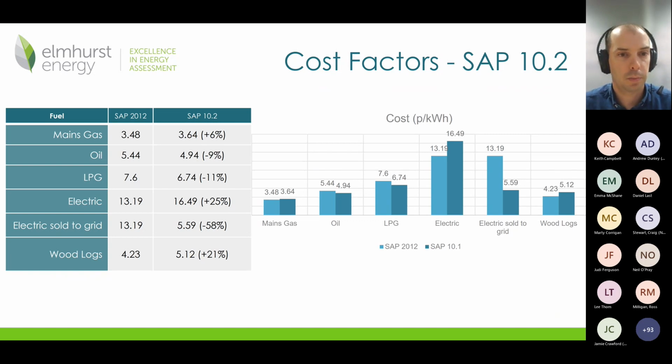Okay, there's been a little bit of a change to gas, oil, LPG, but not wildly different. The amount of reward you get back for exporting electricity has been slashed as well. Okay, so that's been massively reduced. So all of that incentive you got from selling your electricity back to the grid has really gone away, and you're now better off using the electricity on site in the dwelling itself.